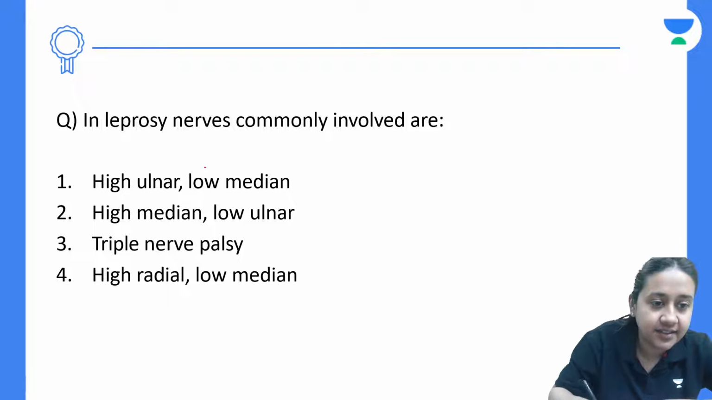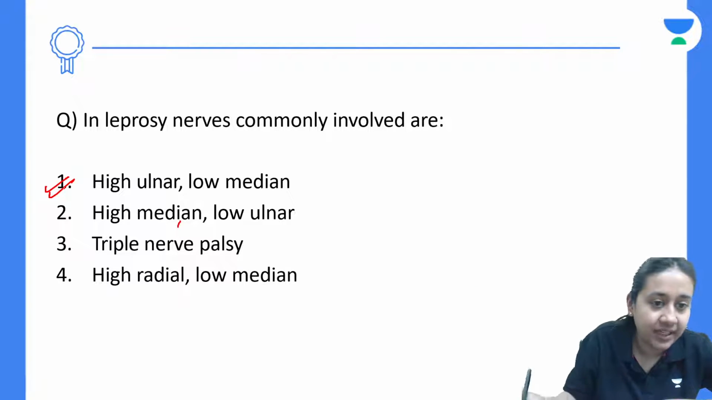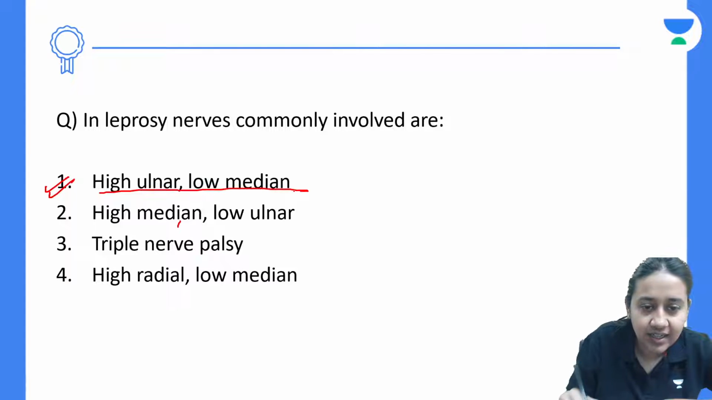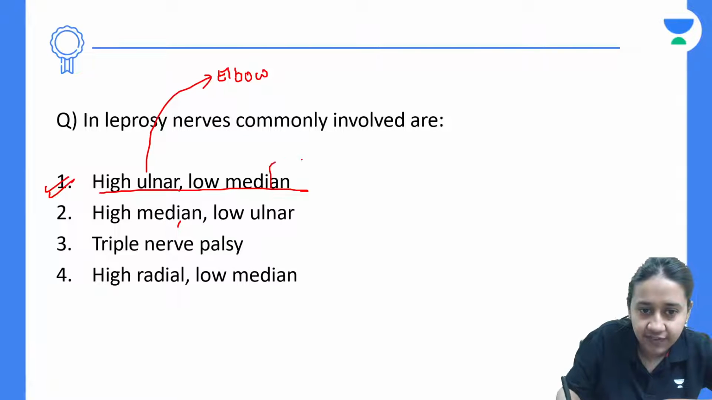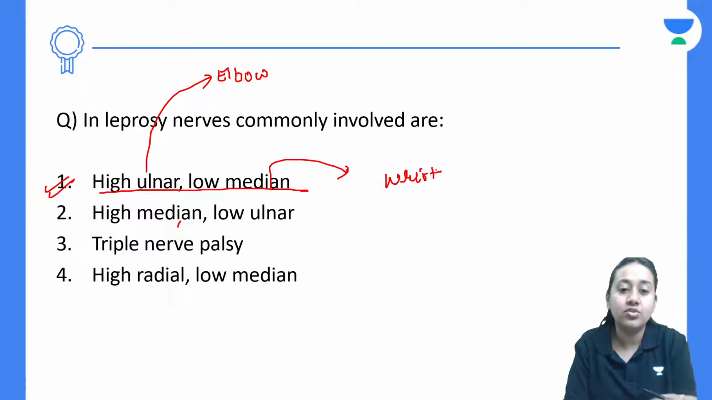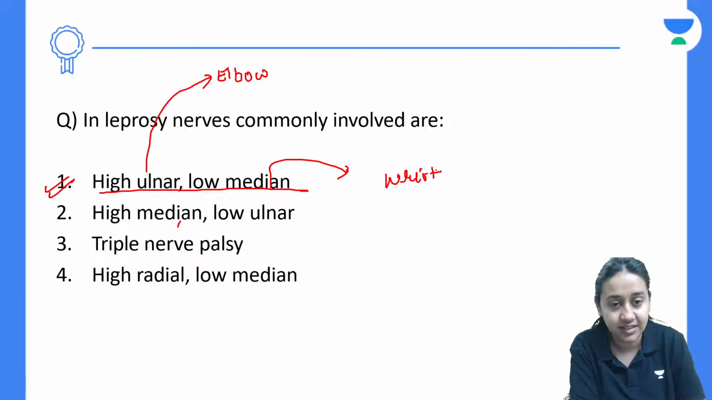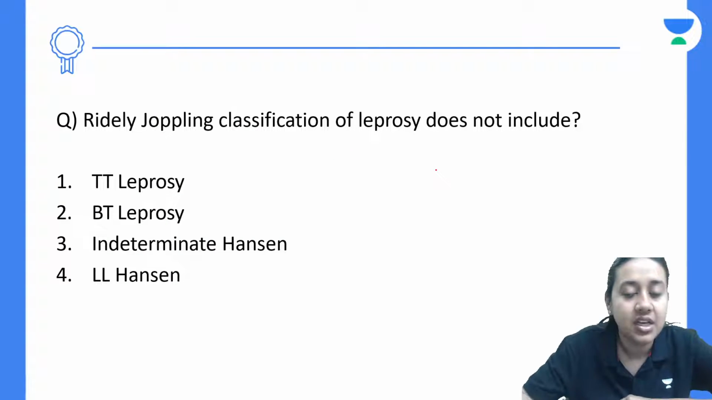Very nice. The answer is high ulnar and low median. Now, why is the answer high ulnar and low median? Because the site of affection of the ulnar nerve is at the elbow, while the site of affection of the median nerve is at the wrist. So, in the course of the ulnar nerve, it is affected at a little higher side compared to the median, which is affected at a little lower side in its course. So, high ulnar and low median is the correct answer.